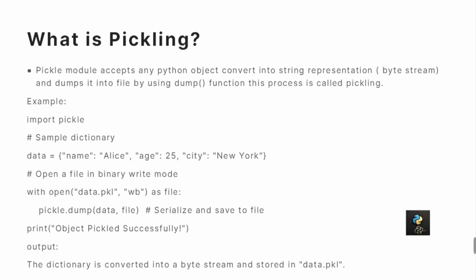Next question is the most important question for experienced people, that is, what is pickling? Pickling means whatever Python object is there, converting that into a string representation and dumping it into a file with the help of the dump module. We can see an example of how pickling happens.